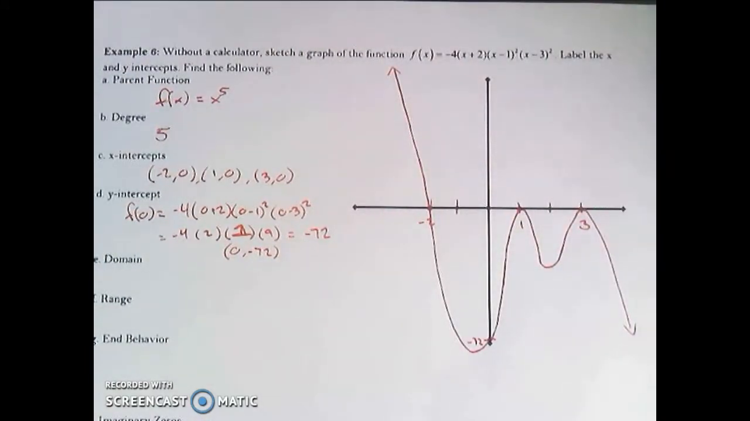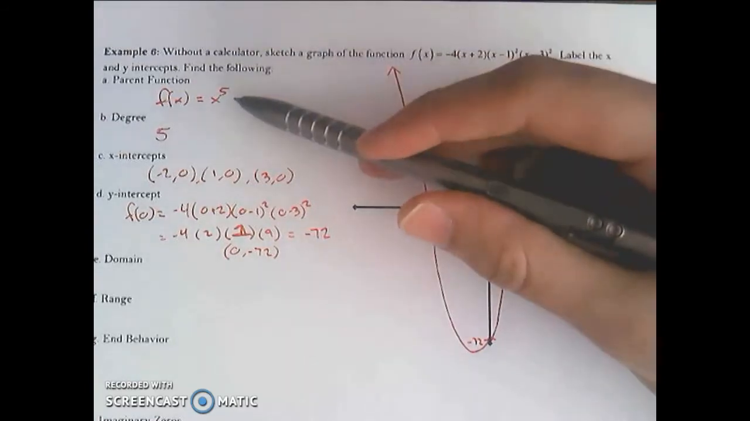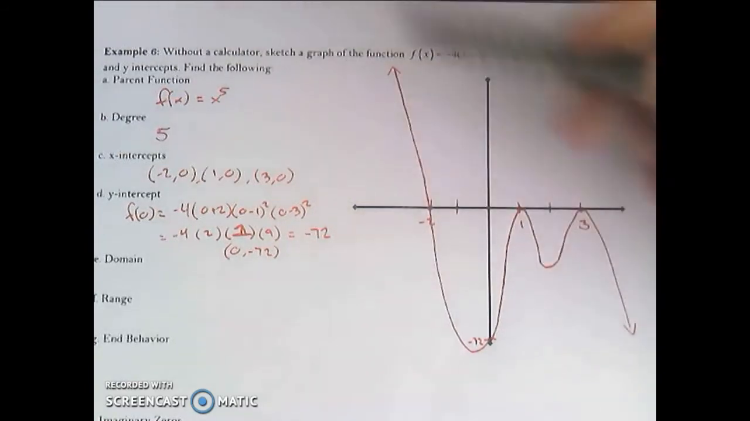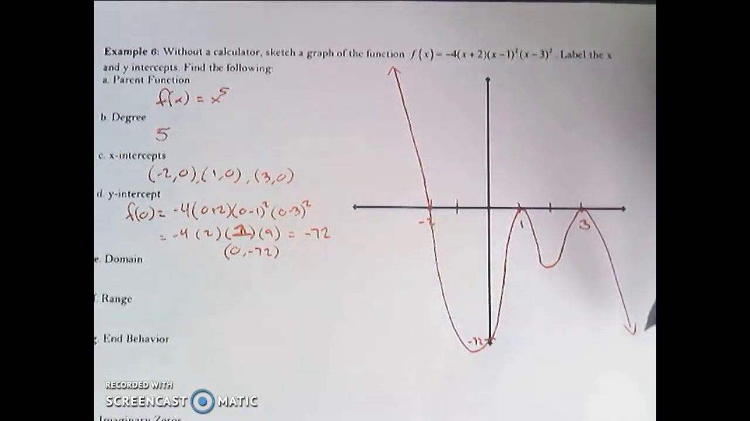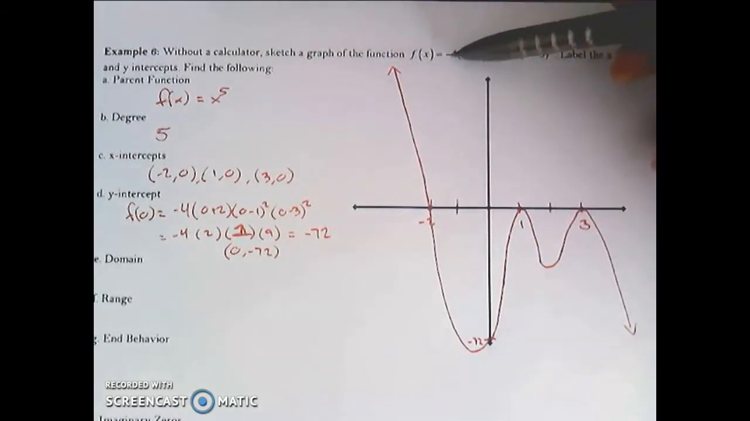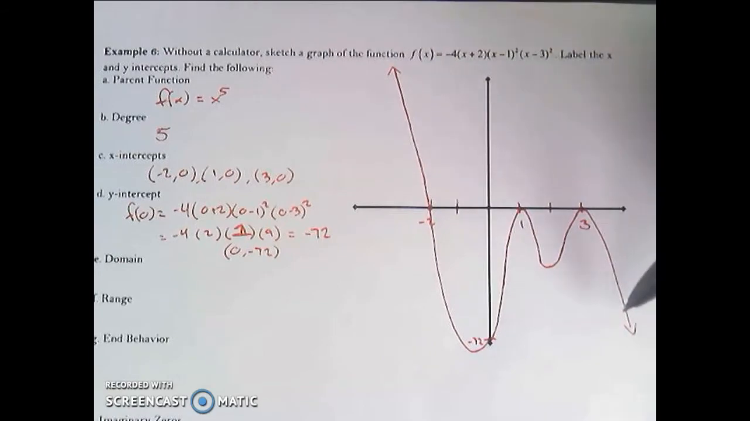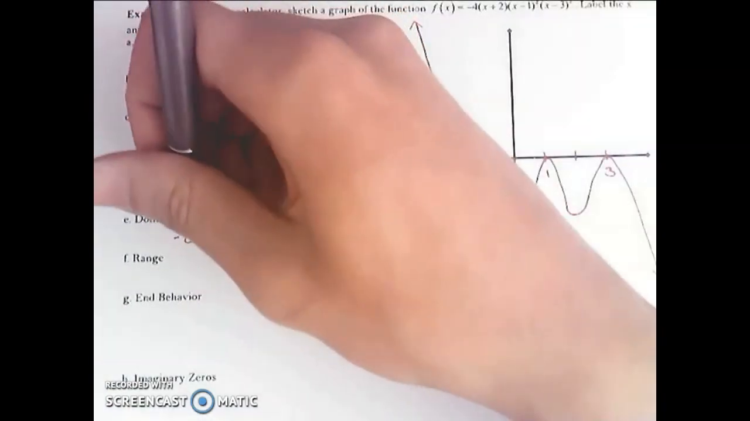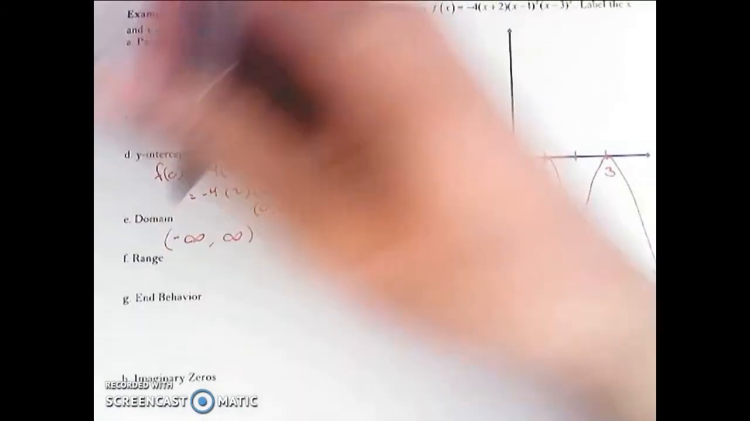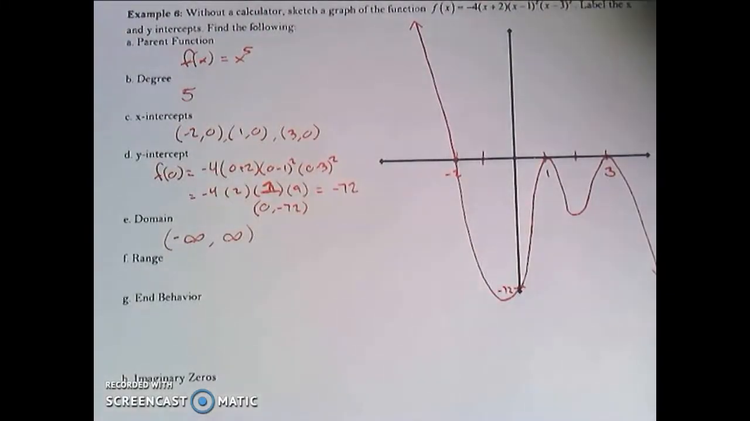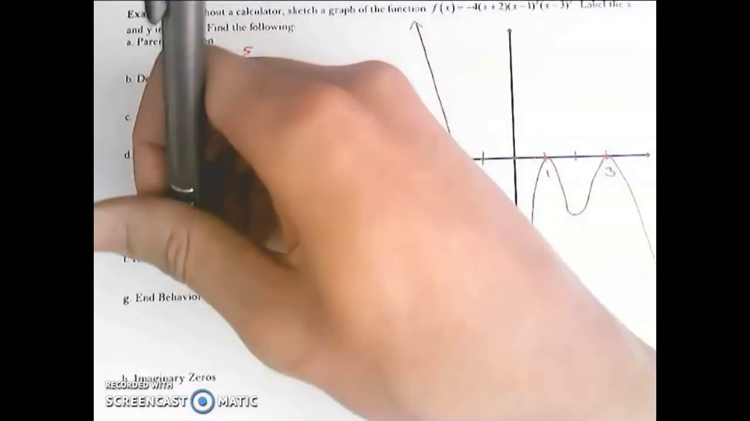So I always double check that our end behavior still makes sense. We've got a quintic, so the end behavior should be going in opposite directions. So it looks like we've got that here, and then the leading coefficient is negative, so we start high and end low. So this checks out. The domain of this function is from -infinity to infinity. It's all real numbers. The range, we hit all real numbers as well.